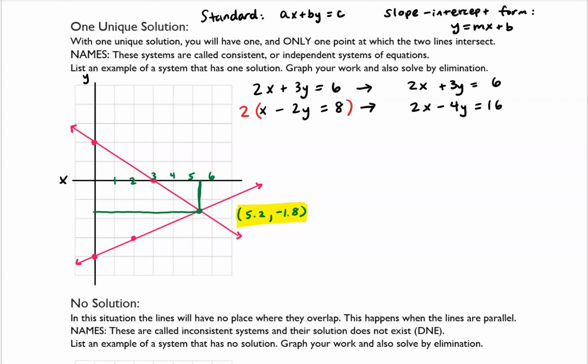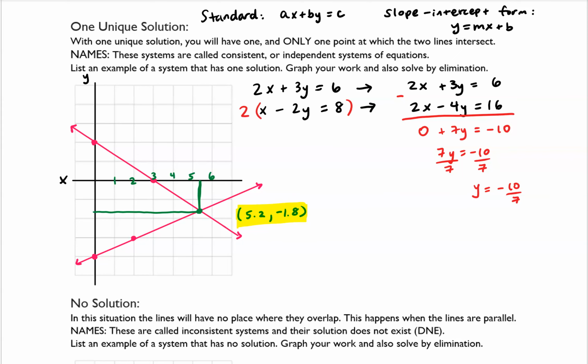Now, what we can do is subtract these 2 equations, line them up with the correct variable and constant values, and subtract. And what's going to happen is 2x minus 2x gives us 0, 3y minus negative 4y gives us 7y. And then 6 minus 16 is negative 10. And so we get the equation 7y equals negative 10, and I can divide both sides by 7, and that will give me y equals negative 10 over 7.